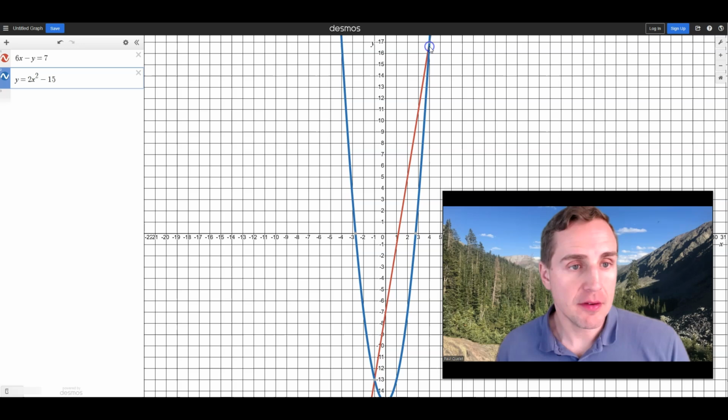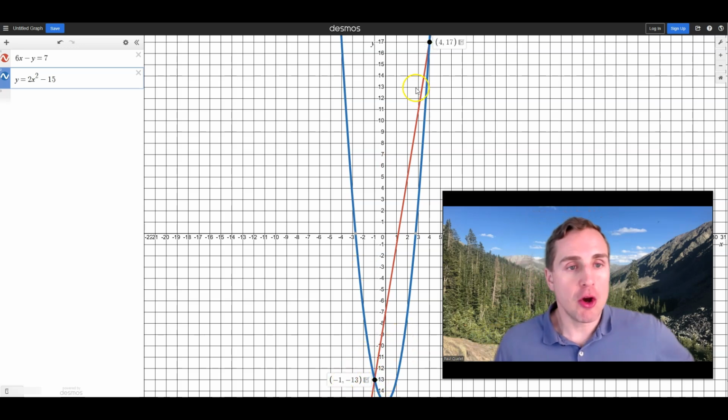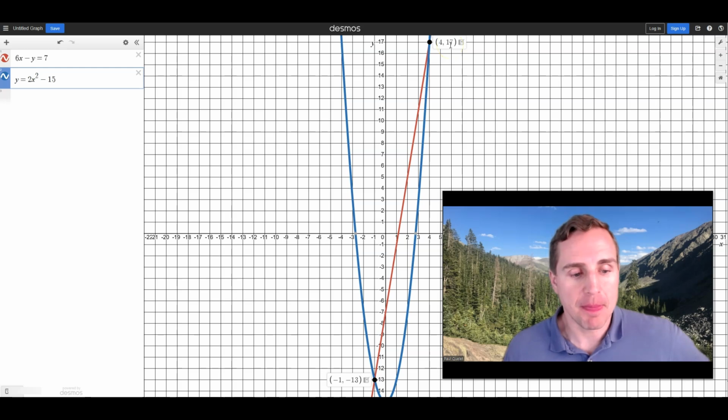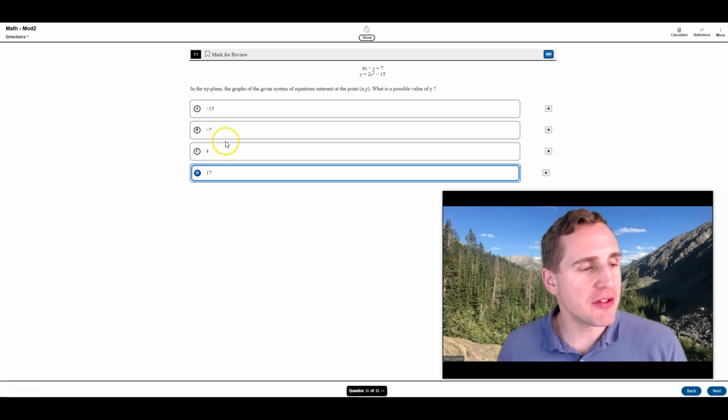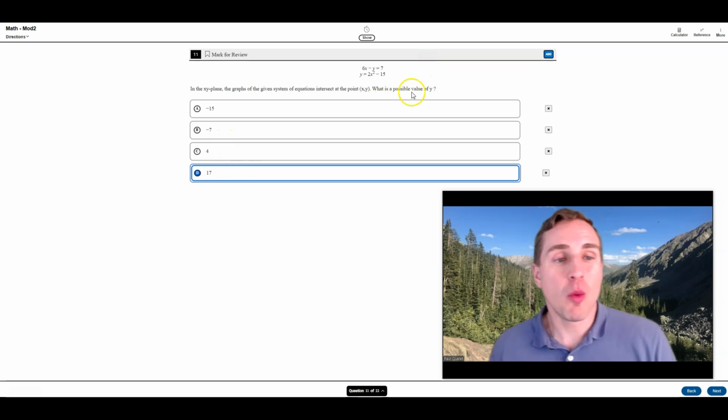So we have this point and this point when I click. So x equals negative 1, y equals negative 13, and x equals 4, y equals 17. So again, negative 13 and positive 17. So negative 13 is not on this list, so positive 17 is. What's a possible value of y? There we go. So we have the correct answer.